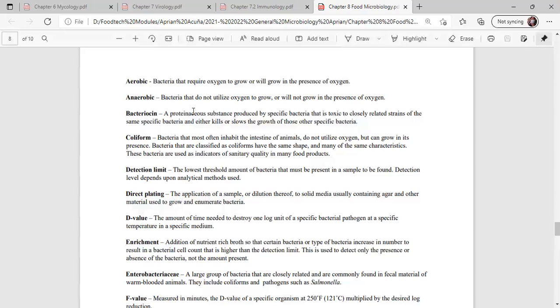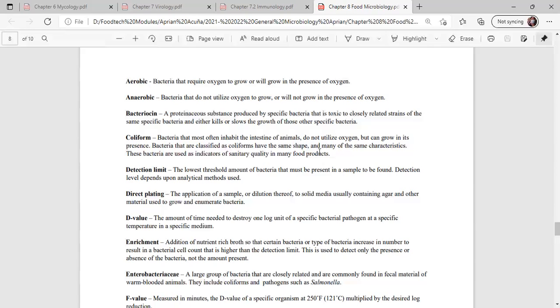If you say aerobic, these are bacteria that require oxygen to grow and will grow in the presence of oxygen. You have also your anaerobic. This is bacteria that do not utilize oxygen to grow or will not grow in the presence of oxygen. Then you have bacteriocin. It is a proteinous substance produced by specific bacteria that is toxic to closely related strains of some specific bacteria, and it either kills or slows the growth of other bacteria.